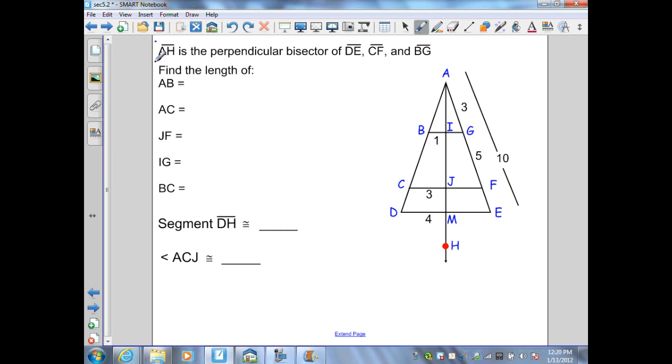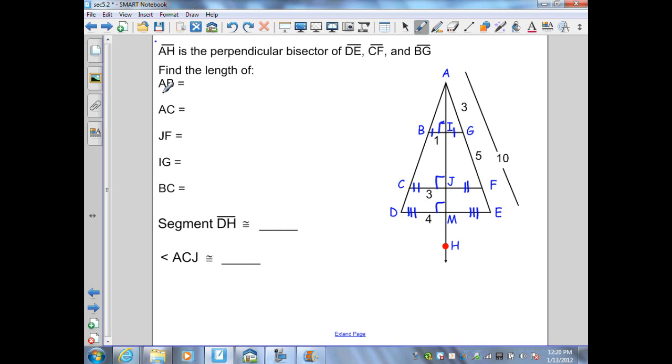On this slide, we're given that segment AH is the perpendicular bisector of segments DE, CF, and BG. Therefore, AH is perpendicular to each of those segments, and it's bisecting each segment. Therefore, BI is congruent to IG, CJ is congruent to JF, and DM is congruent to ME.